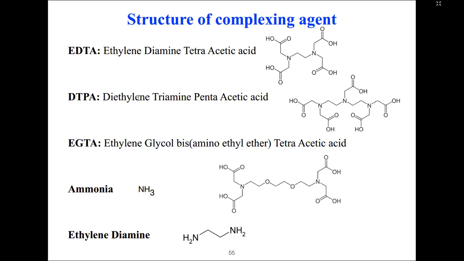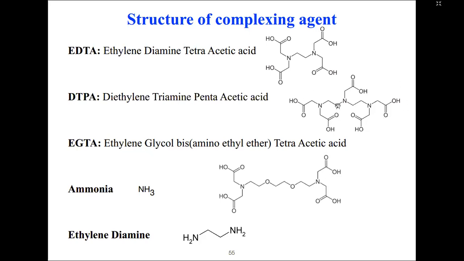DTPA: diethylene means two ethylene, triamine means three amine groups, and penta means five acetic acid. So this compound has five acetic acid groups and three nitrogen, or amine, groups, and there are two ethylene groups. And you can see it here.